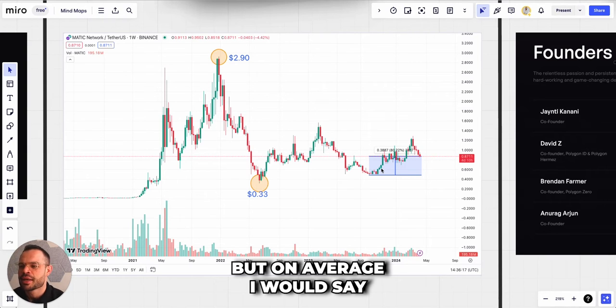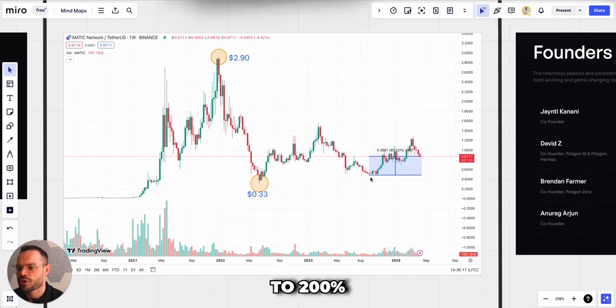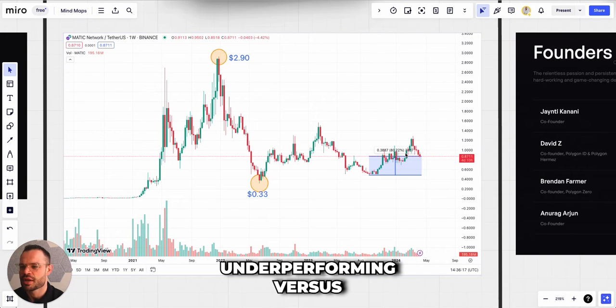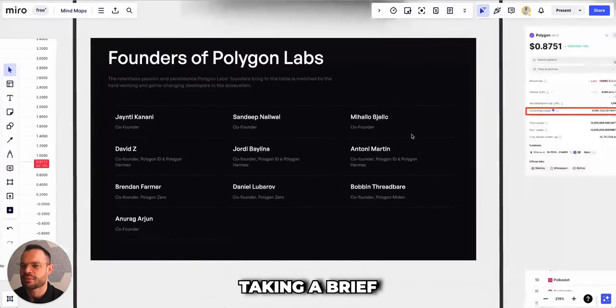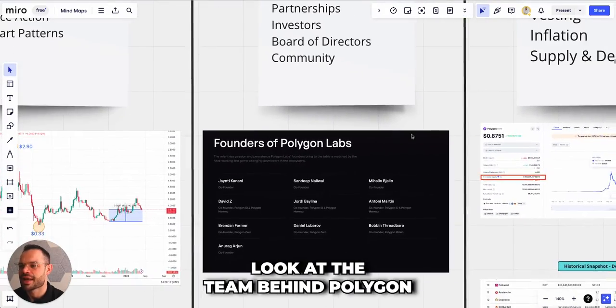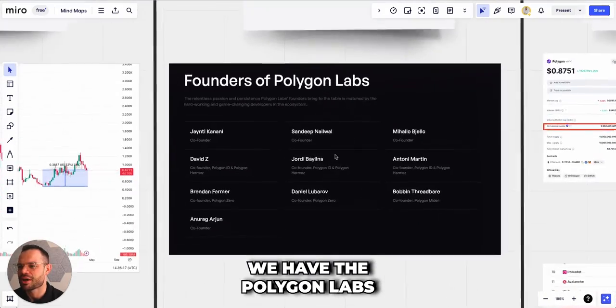But on average, I would say we're probably looking at something more like 150 to 200% in terms of market average performance for the top 50 altcoins since Q4 of 2023. So it's probably underperforming versus a lot of other altcoins, and there's still a lot of room for upwards price movement this bull cycle.